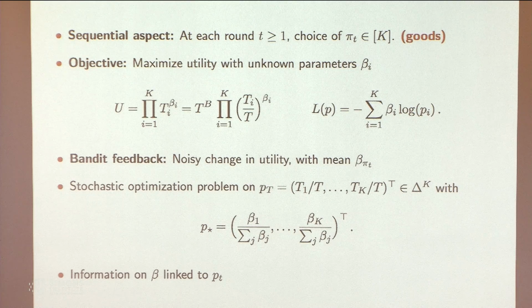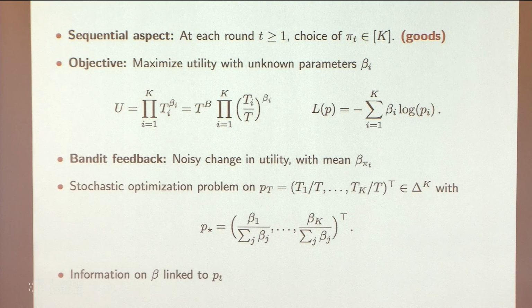Okay, and so the idea is that every time you put something in your basket, you look at your basket and have some evaluation of how much happier you are with this item, so you observe some noisy change in utility with mean beta of pi t, where pi t is equal to some i, for only the object that you put in your basket.